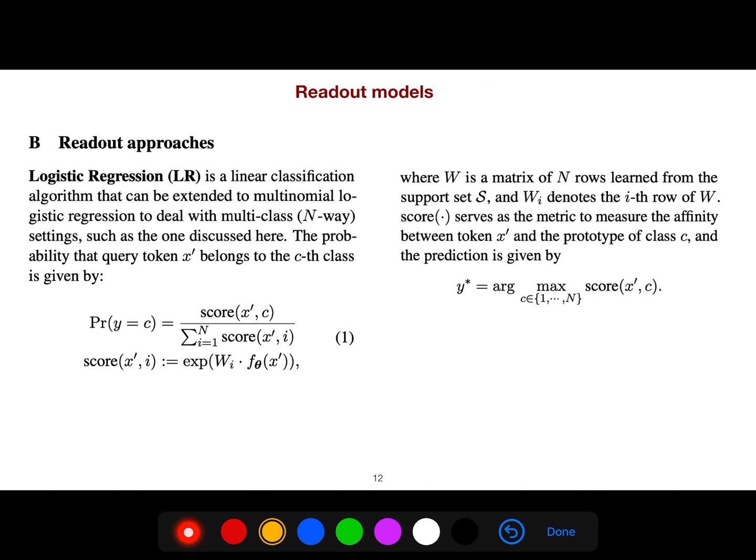Here we have a linear classification that can be extended to multinomial logistic regression to deal with the N-way or multi-class setting. So the probability that this token X' belongs to class C, for example class person or organization, is given here. This is the score and this is normalized. And W is a matrix of N rows learned from the support set, and W_i is just the i-th row of the matrix W.